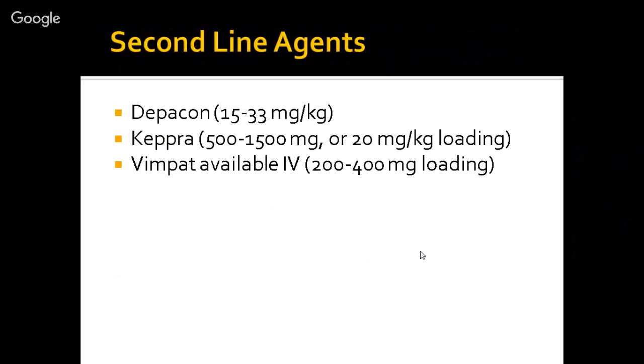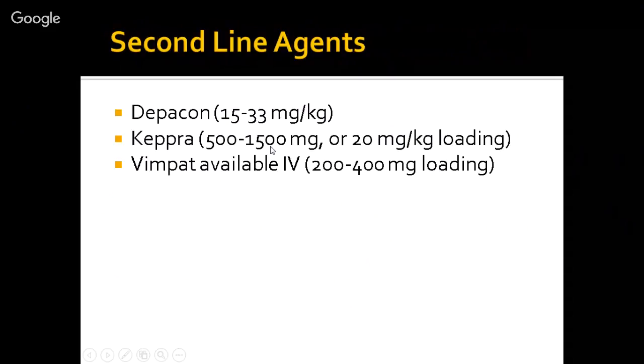Second line agents, Depacon. That's actually a reasonable agent, and you shouldn't have to worry about liver toxicity. Cases of actual liver failure due to Depacon are very, very infrequent, but it's always a concern when you have a liver condition, so people try to steer around it, but Keppra is now used for status. Loading dose between 500 and 1500 or 20 mg per kilogram, which would work out to 2,000 in an average weight adult male. Some places say 40 to 60.